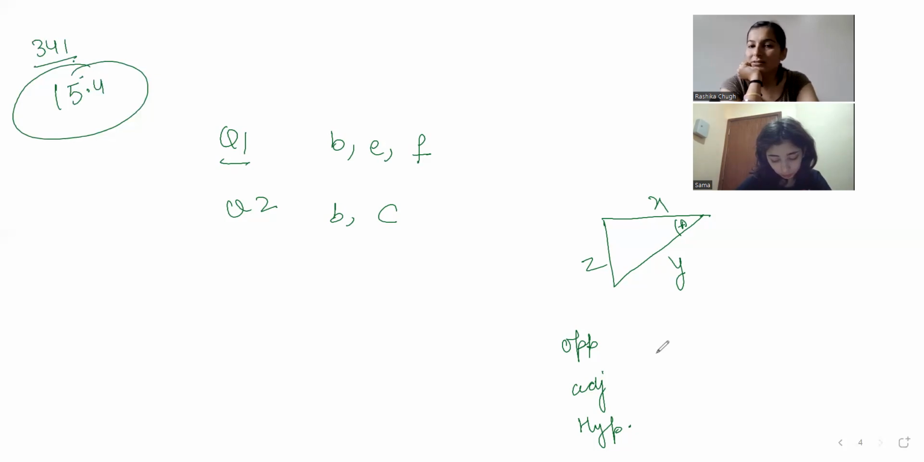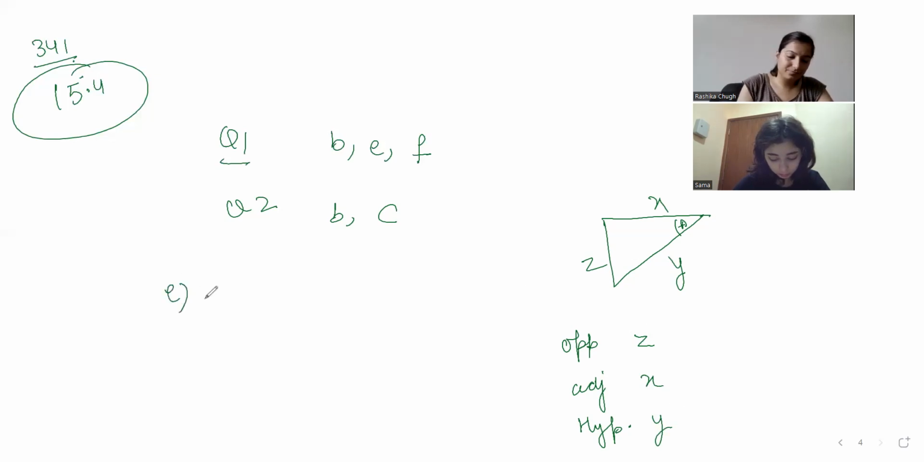Are you doing the first part? Are you doing A part somehow? B part? I gave you B, no? Oh, B? Oh, yeah. Okay. So Z would be the opposite and X would be the adjacent. And Y will be the hypotenuse, right?